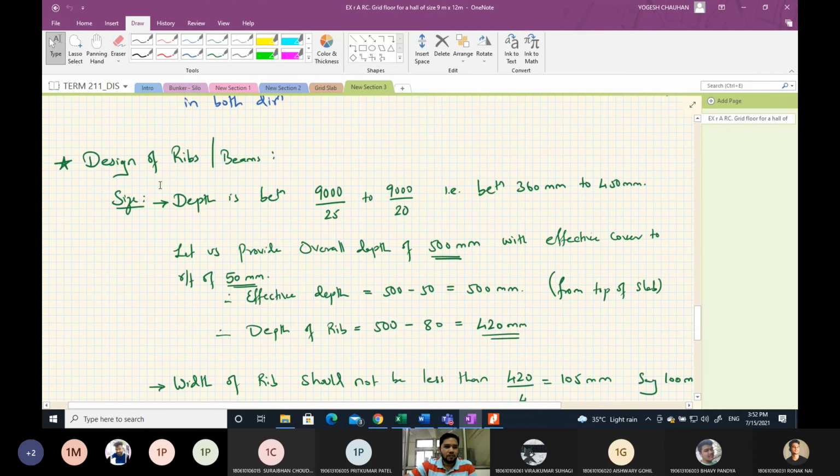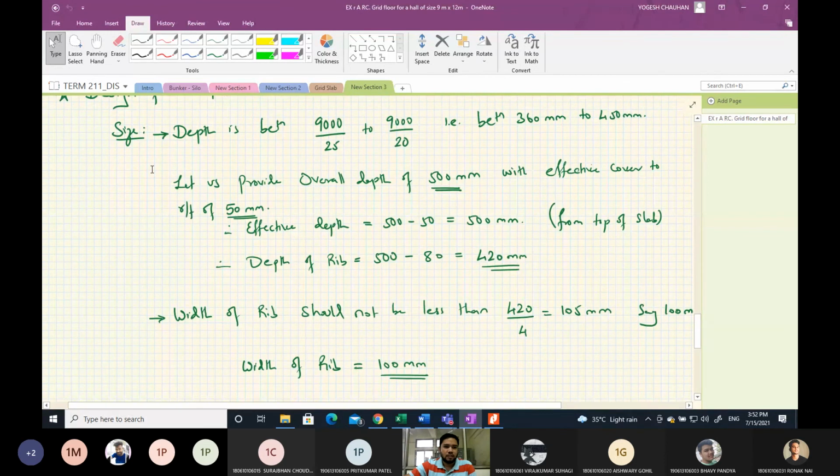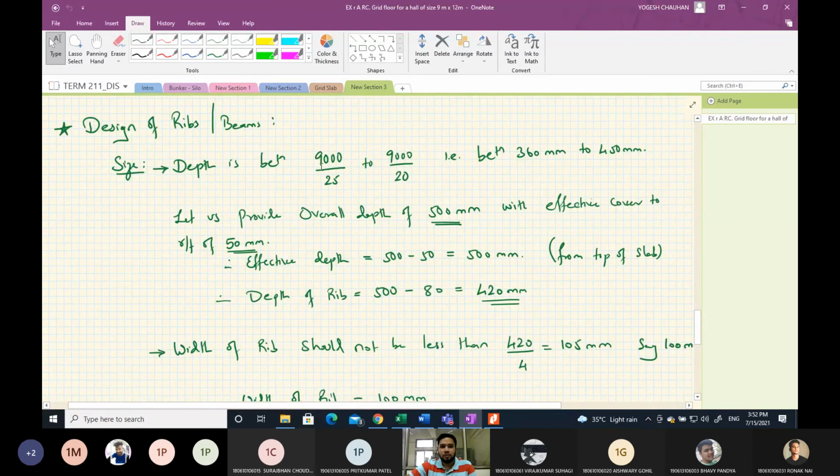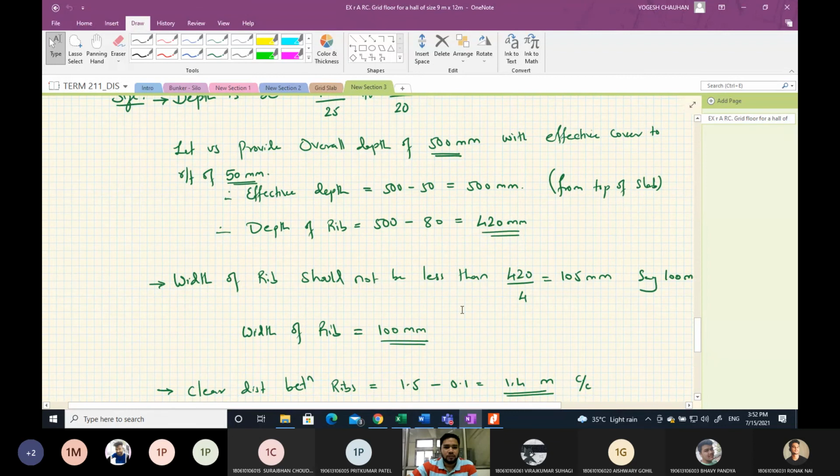Then we carry out the design of ribs, in which we first find the size. The depth is usually kept between span by 25 to span by 20. So that lies between 360 mm to 450 mm for this beam. So we provide the overall depth of 500 mm with an effective cover of 50 mm. So the effective depth will be 500 mm from the top of the slab, and the depth of the rib will be 500 minus 80, that is 420 mm.